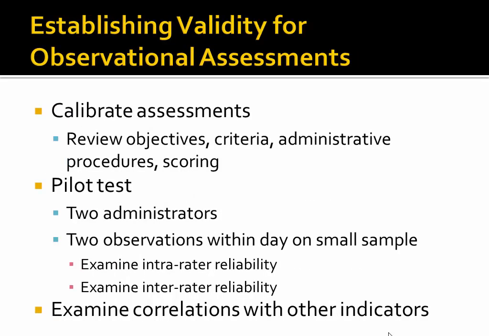Establishing validity for observational assessments really means that you're calibrating assessments. So in order to start the process, you want to review your objectives, you want to review the criteria, administrative procedures, and scoring, and make sure that they make sense, that they are logical. And if there are issues, based on the numbers, once you run the statistics, you will go back to this point, review the objectives, review the criteria, review administrative procedures and scoring to see if there was a breakdown somewhere in there.